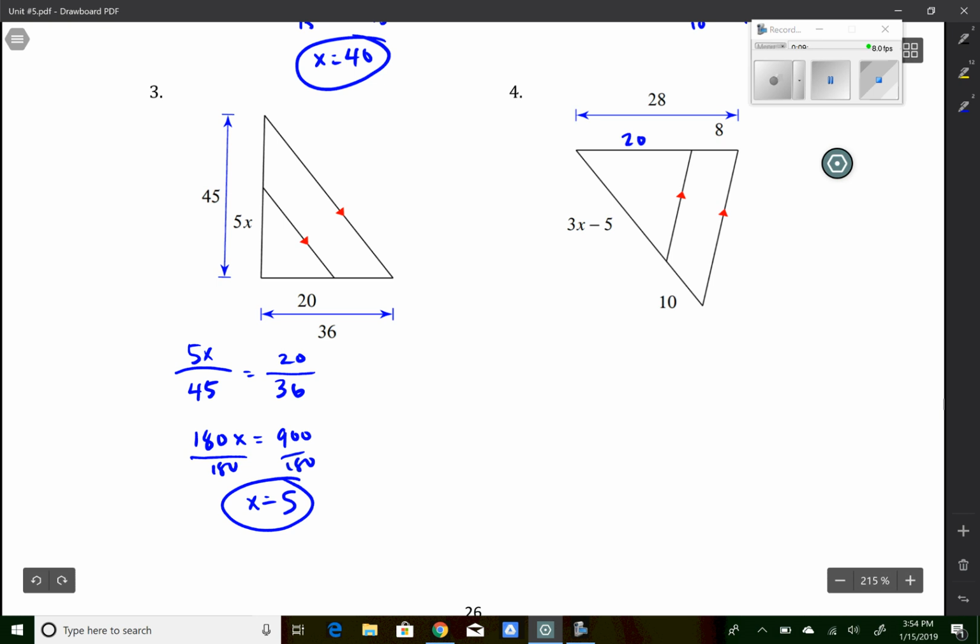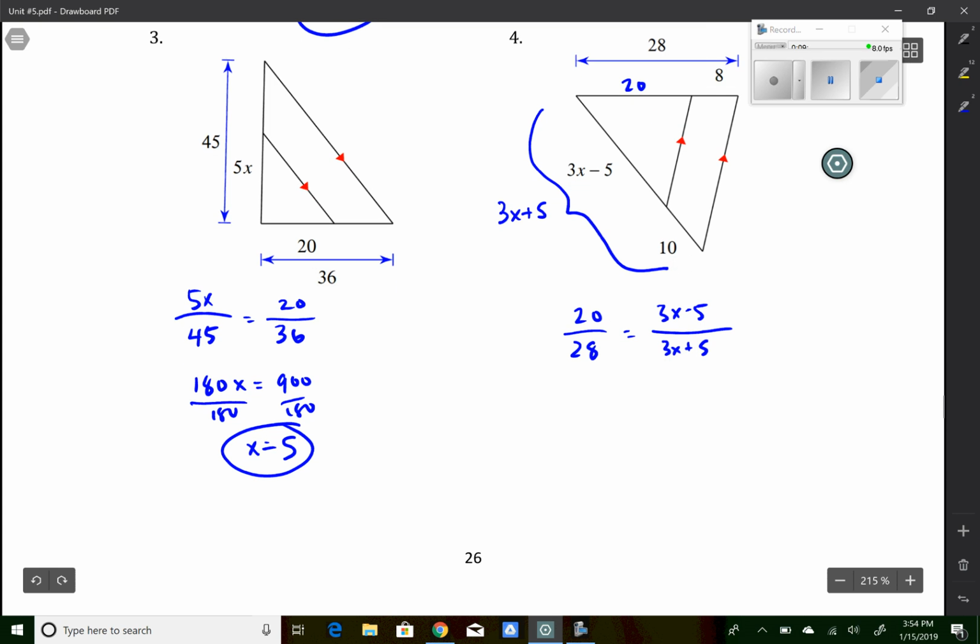For number 40, the first thing I notice there is that's 20. If I find the length of the big side here, 3x minus 5 plus 10 becomes 3x plus 5, right? Add the negative 5 and the 10 together. So then 20 becomes 28 as we dilate it. 3x minus 5 becomes 3x plus 5 when we dilate it. Do some cross multiplying. 20 times 3x plus 5 is 60x plus 100.